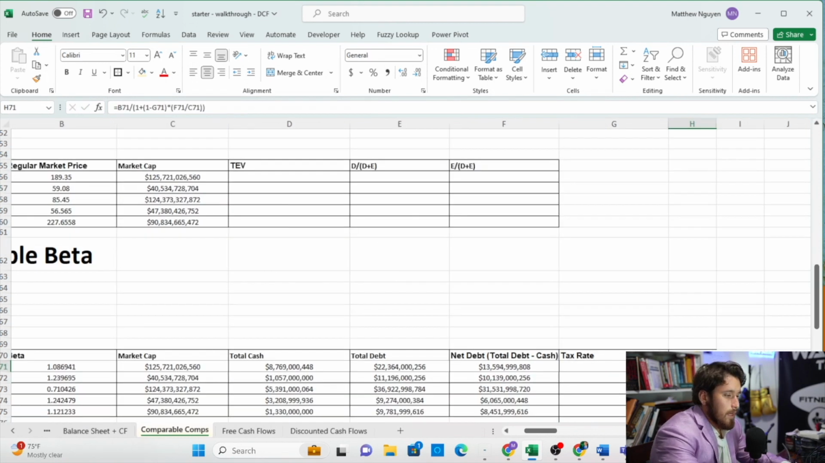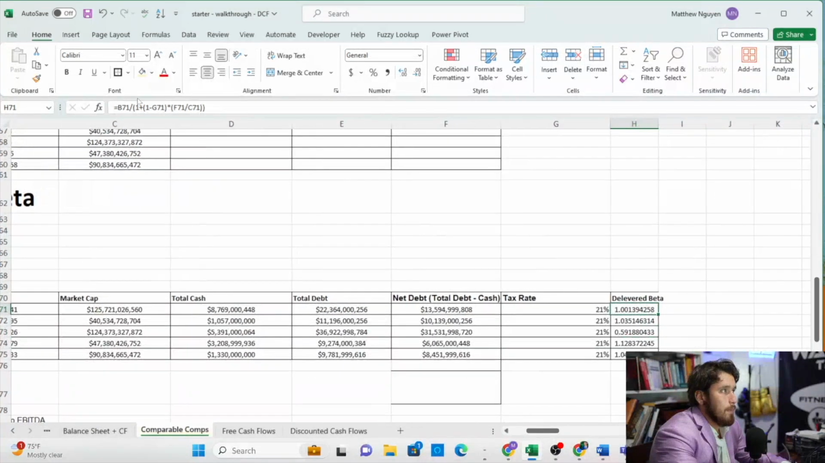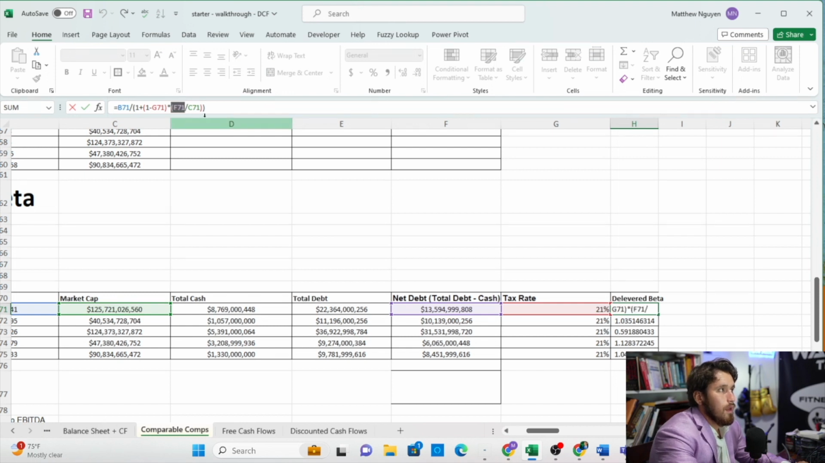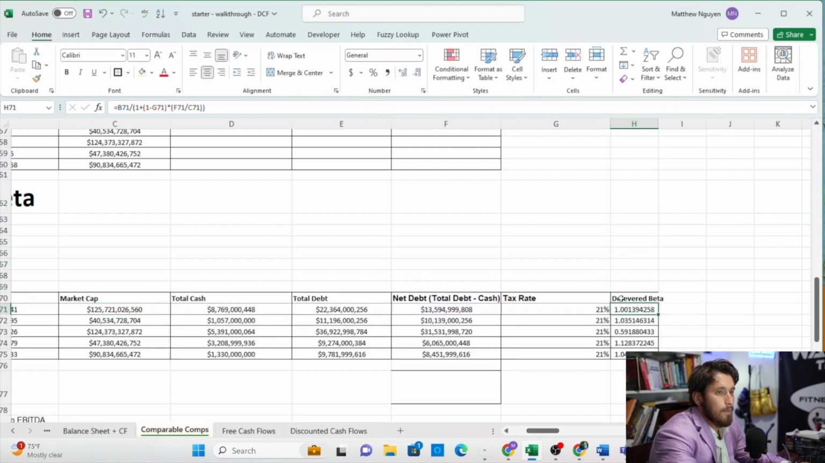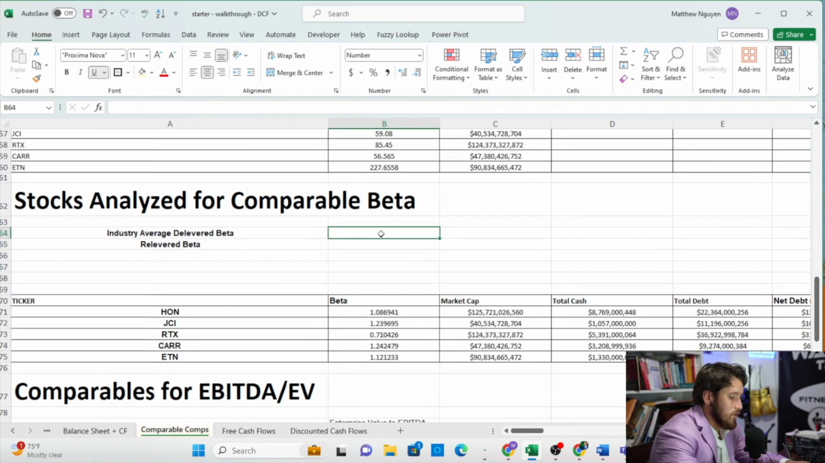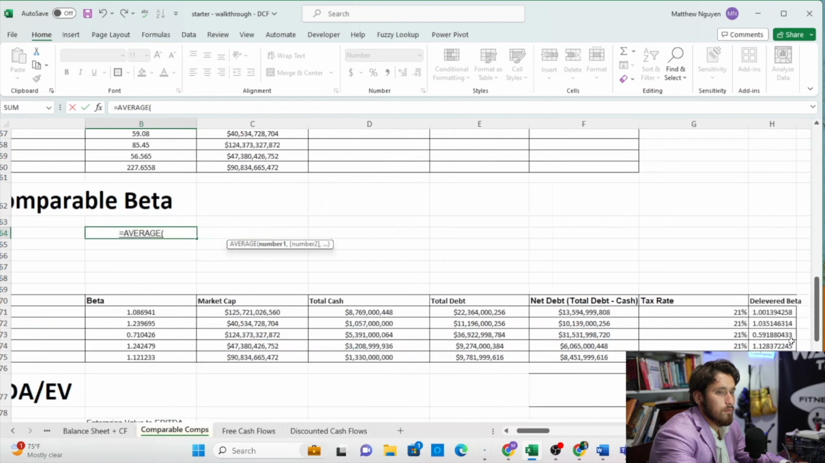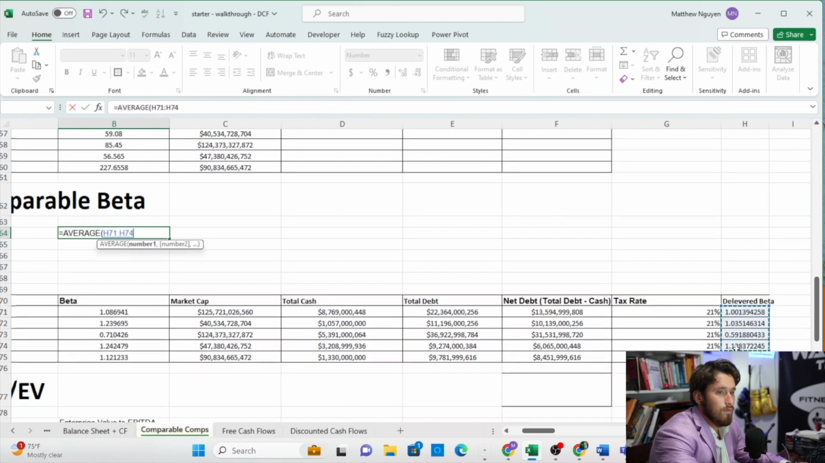So to get the delevered beta or the unlevered beta, we're going to take our normal beta that's in B71. We're going to divide that by 1 plus 1 minus the tax rate. The tax rate is 21%, as you guys see here. And then we're going to multiply that by the debt to equity. And then in order to get the debt to equity, we're going to take the net debt from this specific company, and we're going to divide that by the total net market cap, and that will get us the delevered beta. It's a good estimation. We'll get an average here, so we'll do average of these.